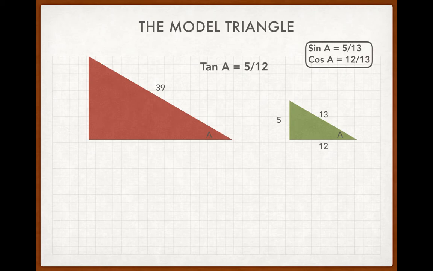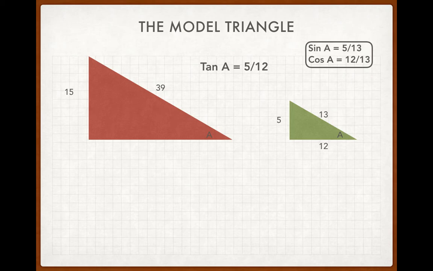Then I go to my big triangle, and I know that on the opposite, I'd have to use sine to get that. And if sine is opposite over hypotenuse, when you rearrange it, you get the opposite is equal to 39 times sine A. Now, I already have what sine A is. It's 5 over 13. So instead of sine A, I put in 5 over 13. And now I have 39 by 5 divided by 13, which gives me 15, which is what you'd expect. The left-hand triangle is 3 times bigger than the right one.